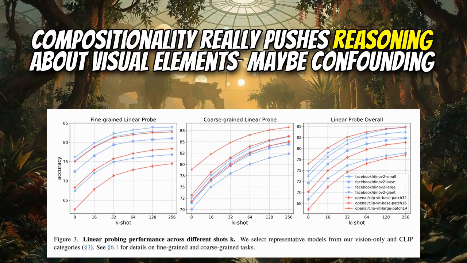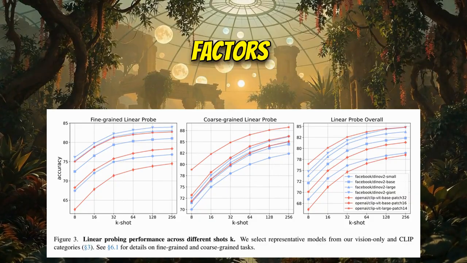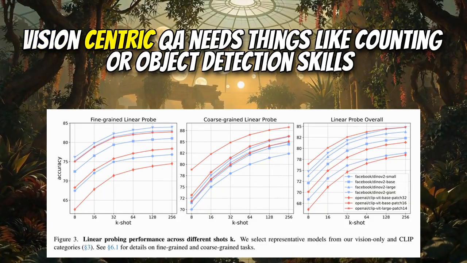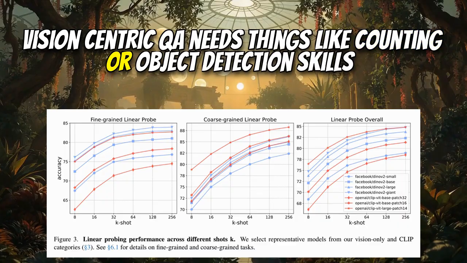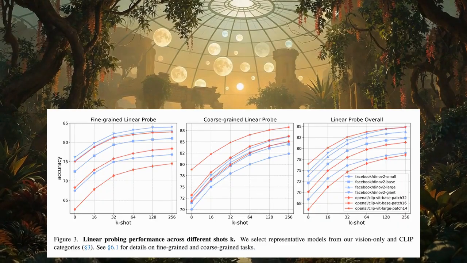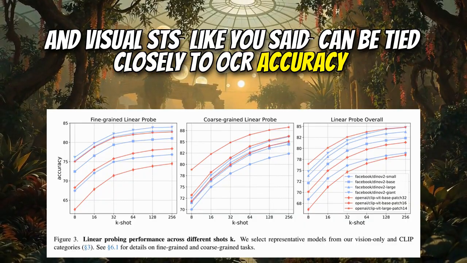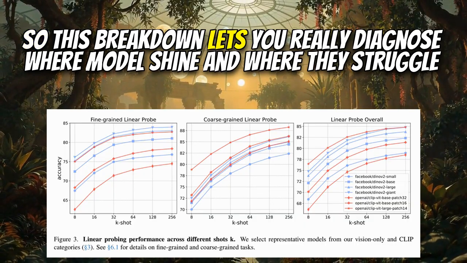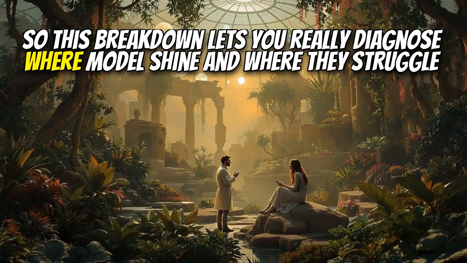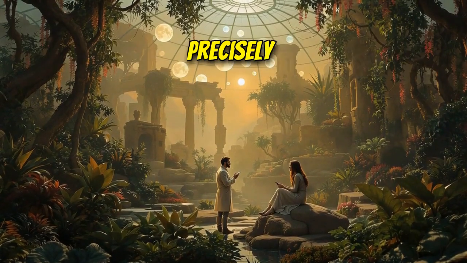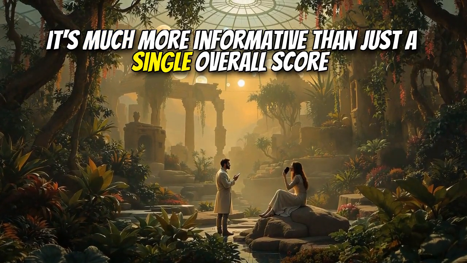Compositionality really pushes reasoning about visual elements, maybe confounding factors. Okay. Vision-centric QA needs things like counting or object detection skills. And visual STS, like you said, can be tied closely to OCR accuracy. So this breakdown lets you really diagnose where models shine and where they struggle. Precisely. It's much more informative than just a single overall score.